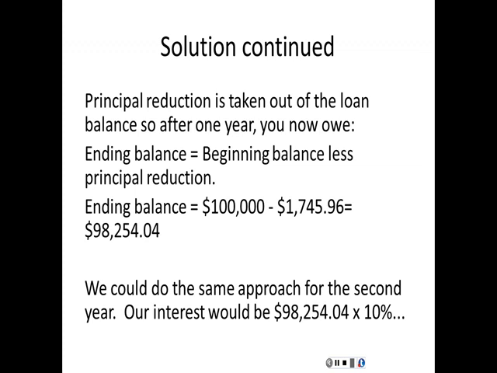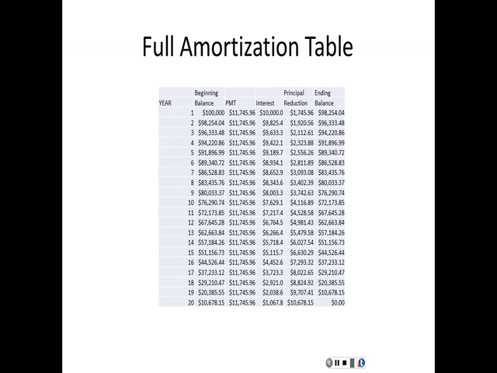Now at the end of the year, we started the year owing $100,000. We paid down $1,745.96 in principal. So our new balance going forward is $98,254.04. We would carry this forward to year 2 and we'd start the process again. The interest we would owe would be 10% of $98,254.04, and we keep the process going.